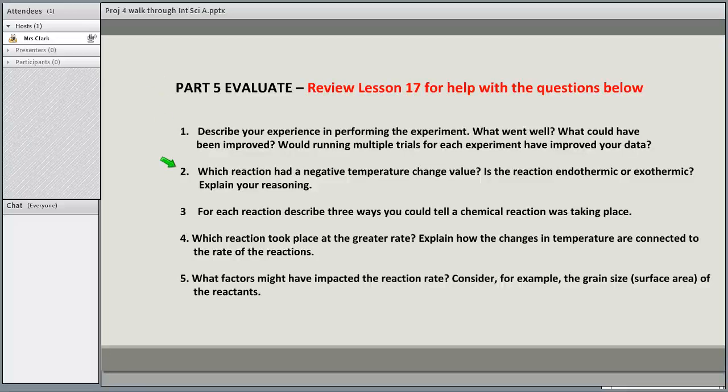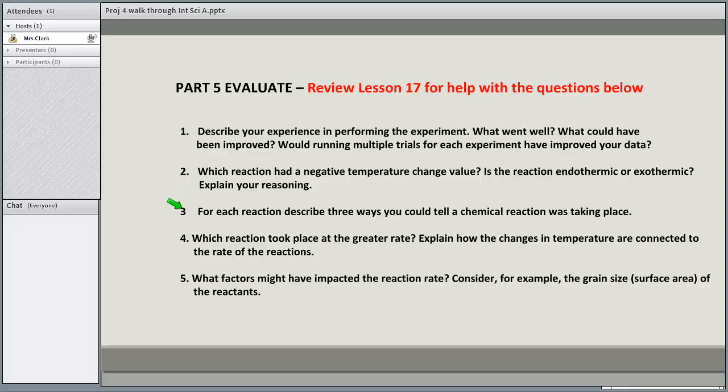Which reaction had a negative temperature value? So which one is it? Is it 1 or 2? And is the reaction endothermic or exothermic? Go back to your lesson and understand endothermic and exothermic.